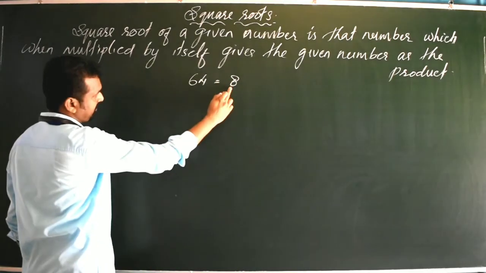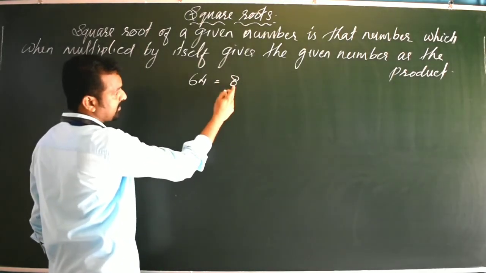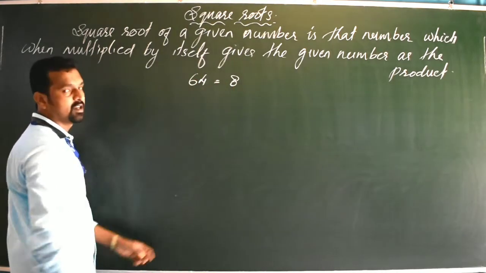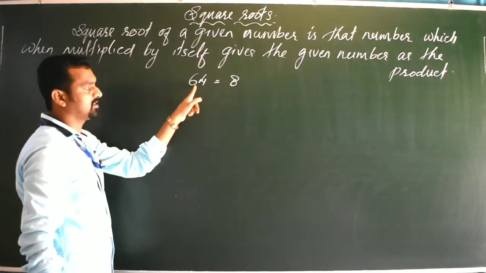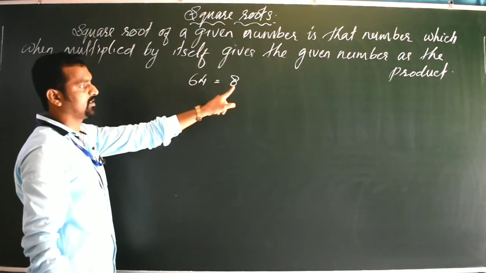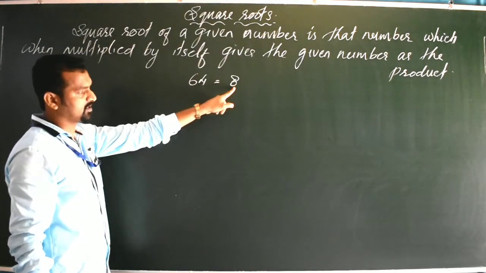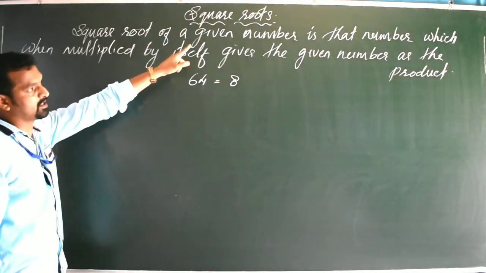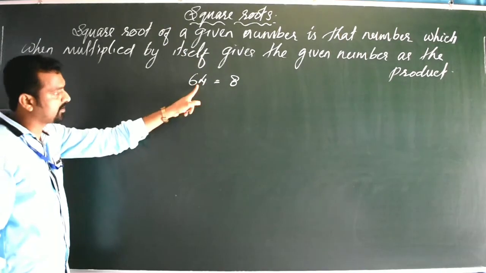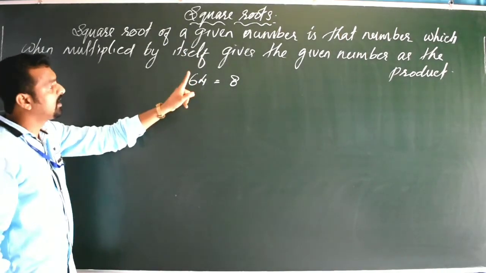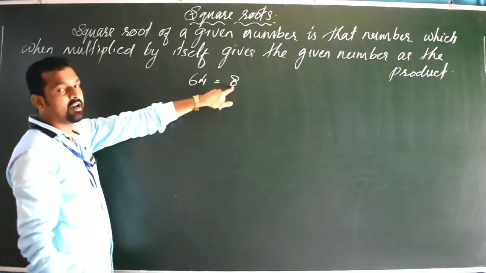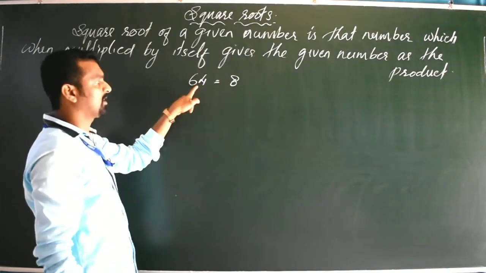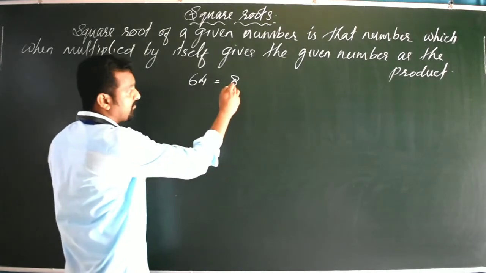The square root of a number is that number which when multiplied by itself gives the given number as the product. 8 eights are 64, so the square root of 64 is equal to 8. That is the definition. This is a given number, and its square root is that number which when multiplied by itself gives the given number as the product.